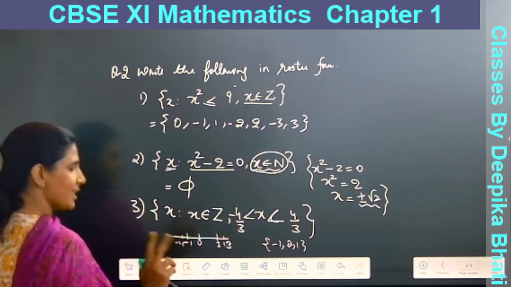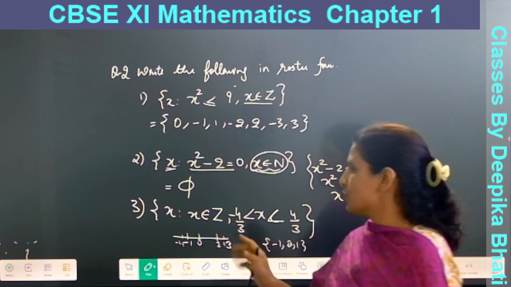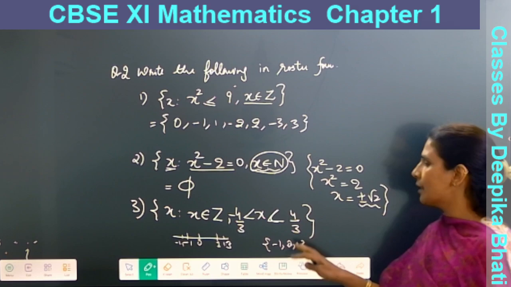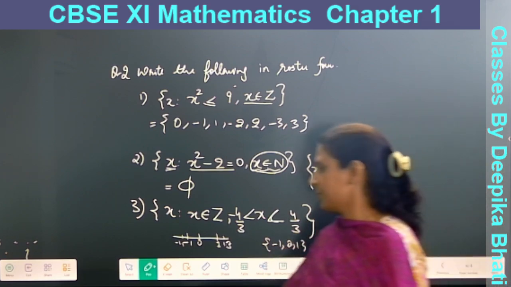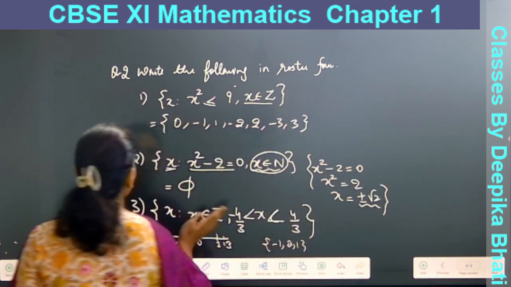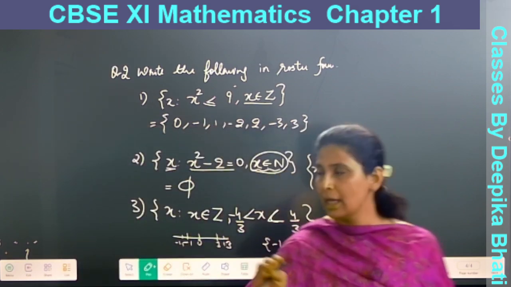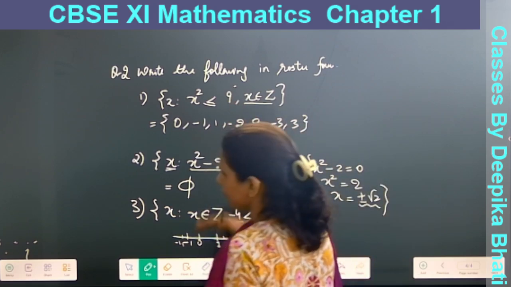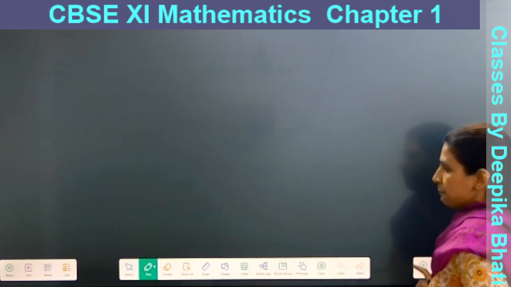Order you can interchange. Order hardly matters in a set basically. So you can take the elements in any order. The main thing is all the elements should be present in the set. Okay. So likewise you can go for the further question bank for roster form and set builder form. I have taken a few examples which are from the question bank. So let's move to the next.